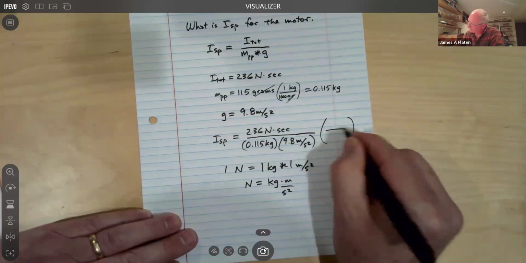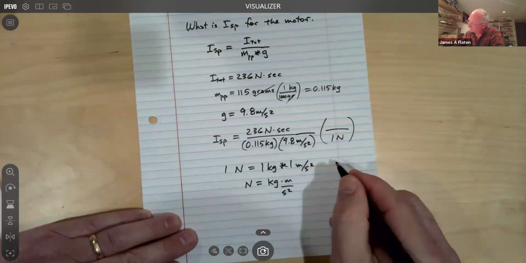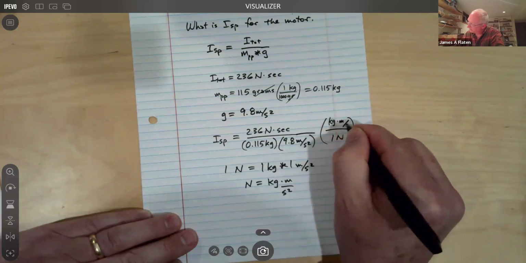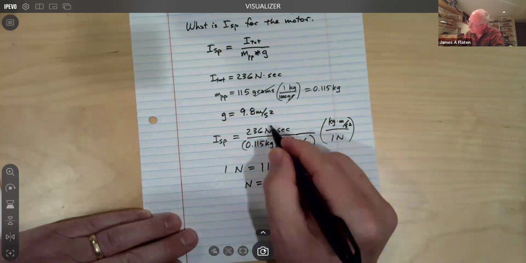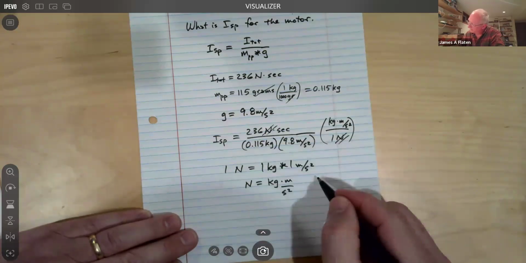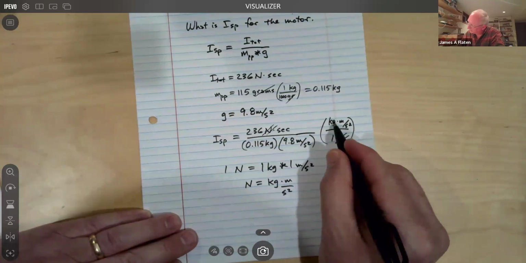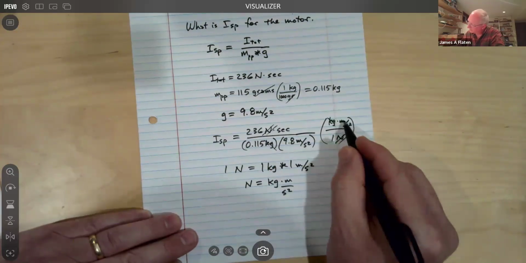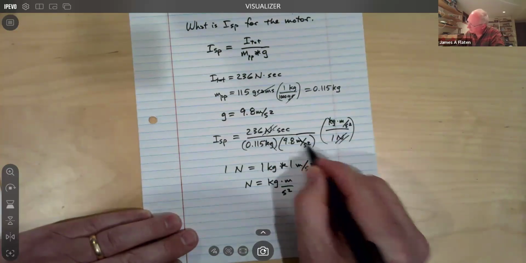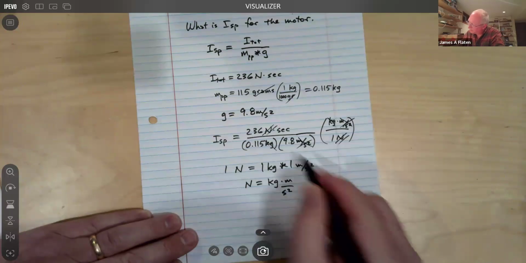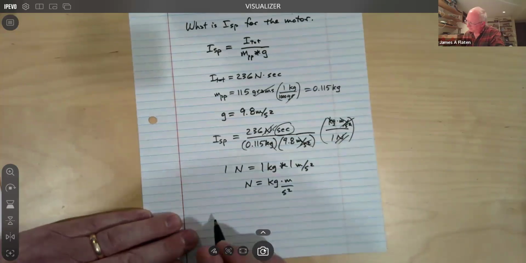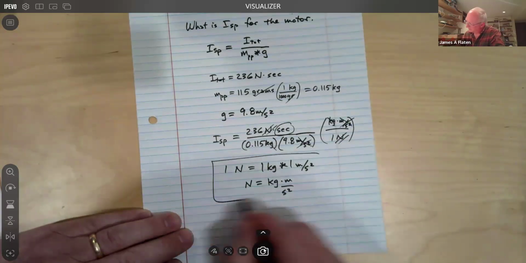So let me just say that 1 Newton is equal to 1 kilogram meter per second squared. Now the newtons cancel. Notice the kilograms here cancel the kilograms here. And the meter per second squared cancels the meters per second squared. All that's left is seconds. Just what I wanted. Okay, so this is an aside.